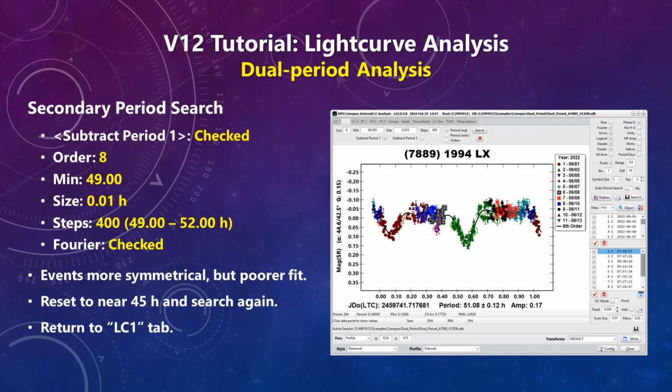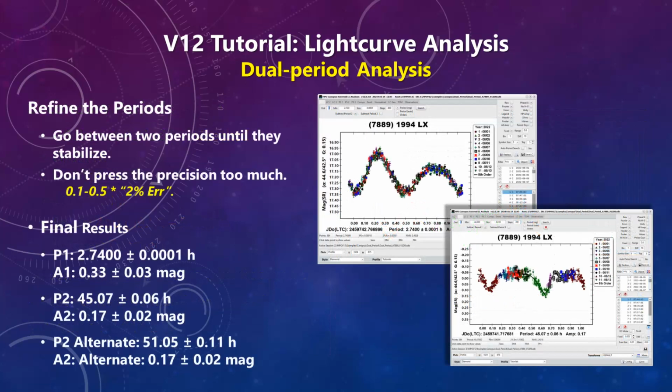To refine the periods a little more and gain greater confidence in the longer solution, do one more cycle of period 1, period 2 searches, each time narrowing the search range some, but staying centered on the current best period. These are the final results. Both light curves have good fits to their Fourier curve and almost all the noise is gone.